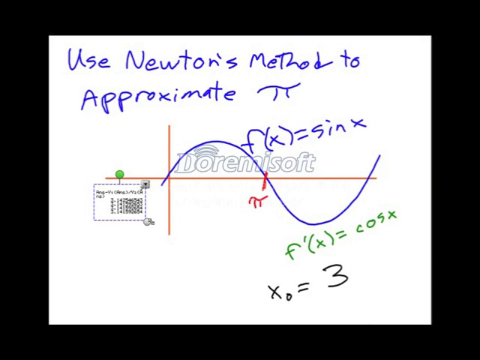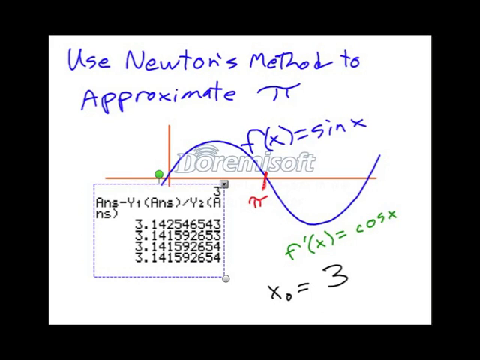So here's our x0. And after that x0, we got this to be our x1, x2, x3, x4. And we get really good approximations for pi.